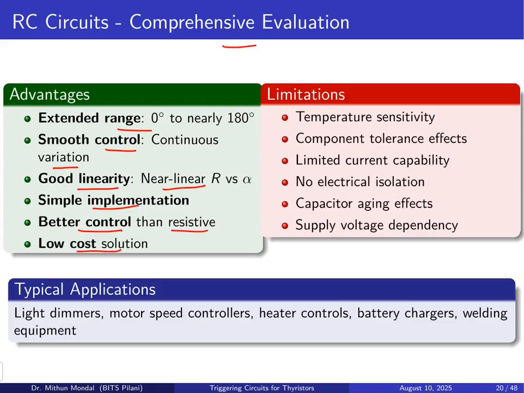The limitations: it is dependent on temperature sensitivity, component tolerance effect, limited current capability, there is no electrical isolation, capacitor aging effect, and supply voltage dependency. So these are some of the limitations. Typical applications where we use it are light dimmers, motor speed controllers, heater controls, battery chargers, and welding equipment.